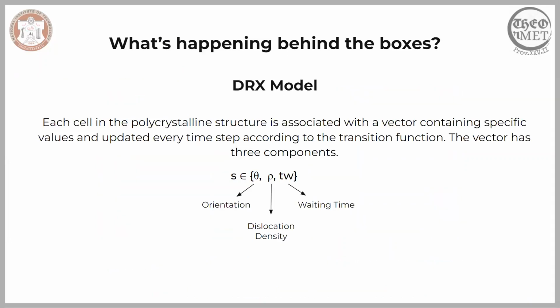So each cell in the polycrystalline microstructure we associate with a vector which essentially contains three components, one of which is orientation, which essentially tells us to which grain the cell actually belongs, dislocation density, as we saw earlier, which quantifies the number of defects present, and waiting time. This is the parameter which generally means how much time the cell has to wait until it becomes recrystallized. So this parameter defines that.